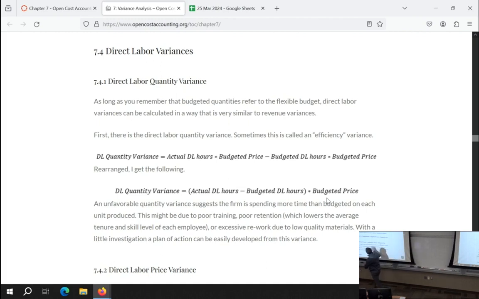All right, so we're trying to figure out, given how many direct labor hours or the quantity we should have used, our standard quantity, given actual production, how well did we do? Yeah, that's great. How well did we do?